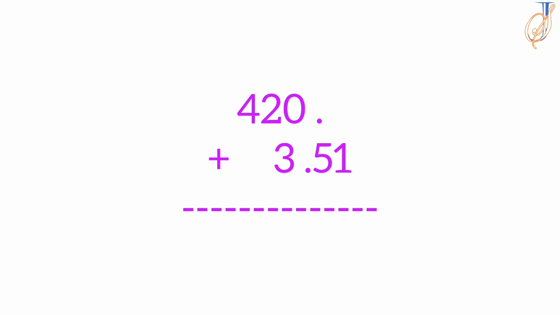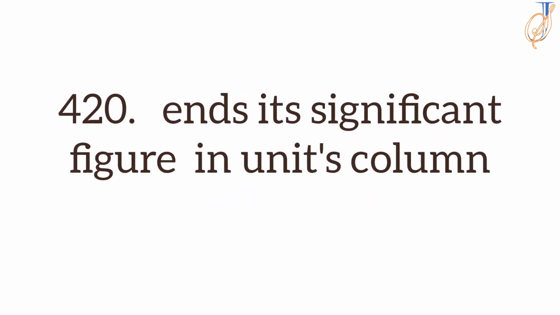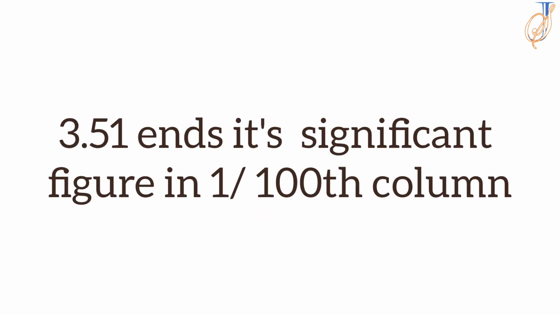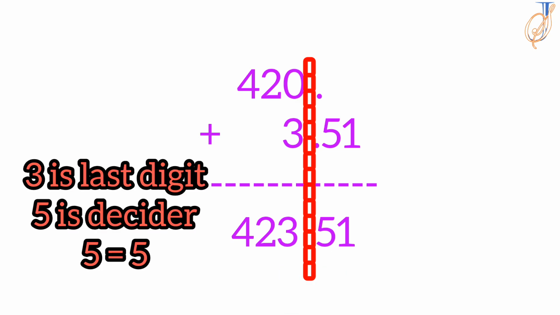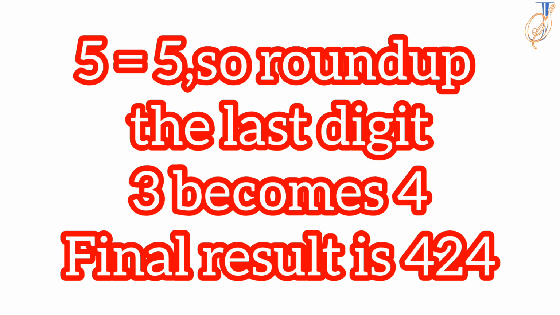420 plus 3.51. Here, 420 ends its significant figure in the units column. 3.51 ends its significant figure in the 1/100th column. To limit our result, we have to draw a line in the units column. Left of the line, the number 3 is our last digit. 5 is our decider, so 5 is equal to 5. As per the rounding rules, you have to round up the last digit.